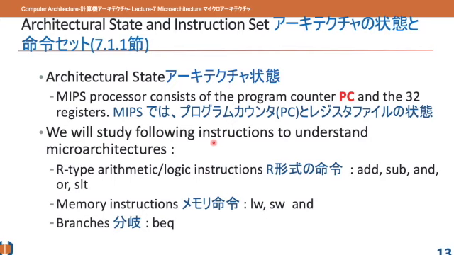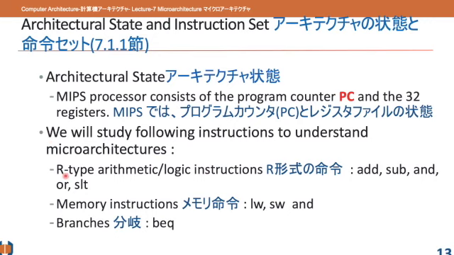Before going to the single cycle instruction, I would like to introduce the architectural state. Our MIPS processor consists of the program counter PC, and we have 32 registers. All the 32 registers we have studied in our assembly program part. On top of that, we will study the following instructions to understand the microarchitecture. In the early classes, we have studied many of the instructions, but to make it simple, in this part we will study the following instructions.